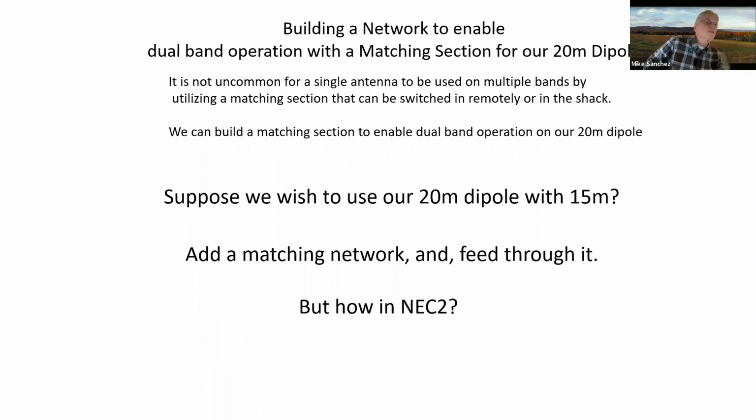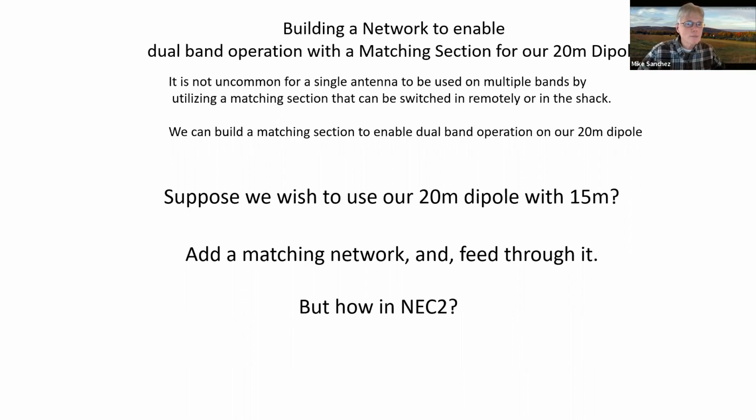So building a network to enable dual band operation with a switch at your desk, and then you can get, as you'll see, much lower angle of radiation and get local contacts using 15 meters. It's very different from 20 meters. So it's not uncommon for people to do this, right? And if you can build a little electrical network in a little plastic box and buy a switch, it's actually pretty effective. You don't even need a separate coax.